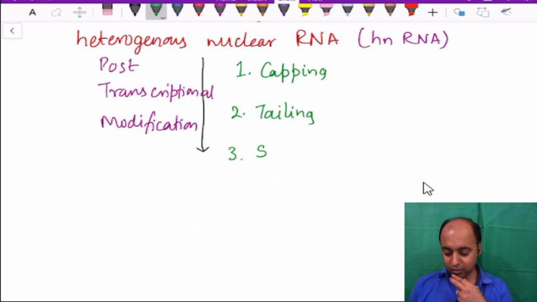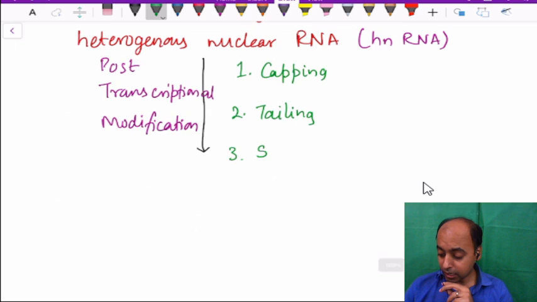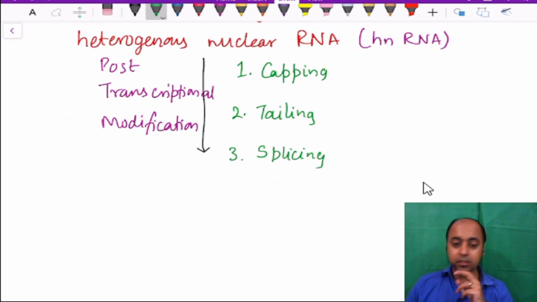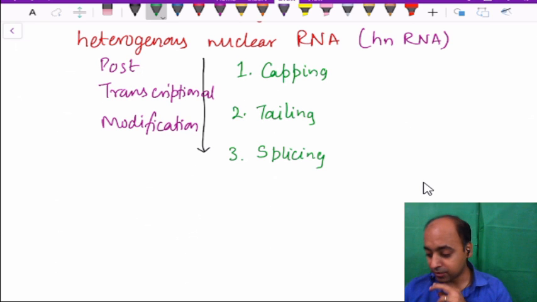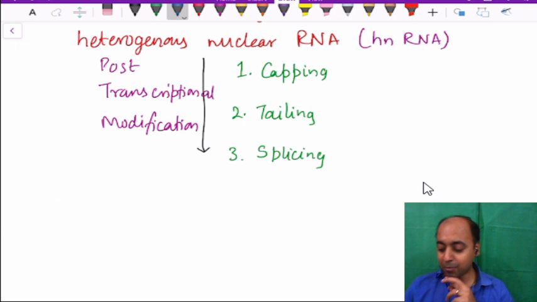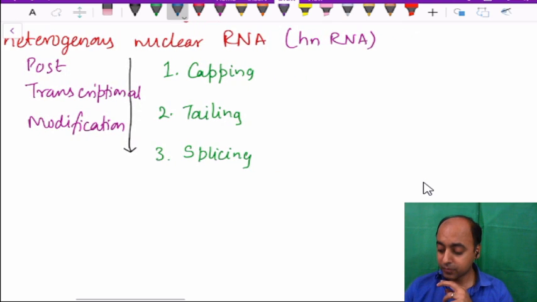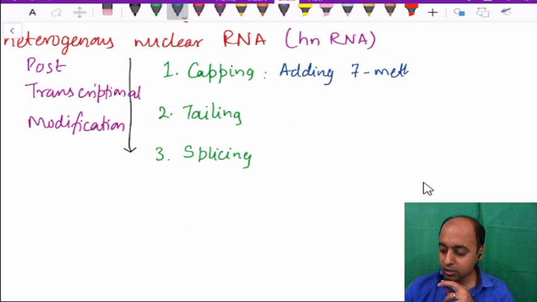Till then, let's continue. Okay, so we're talking about the post-transcriptional modification that occurs in the heterogeneous nuclear RNA. First was the capping, second is the tailing, and the third is what is known as splicing. So when we say capping, what exactly does it mean? Capping means adding 7 methyl guanosine.